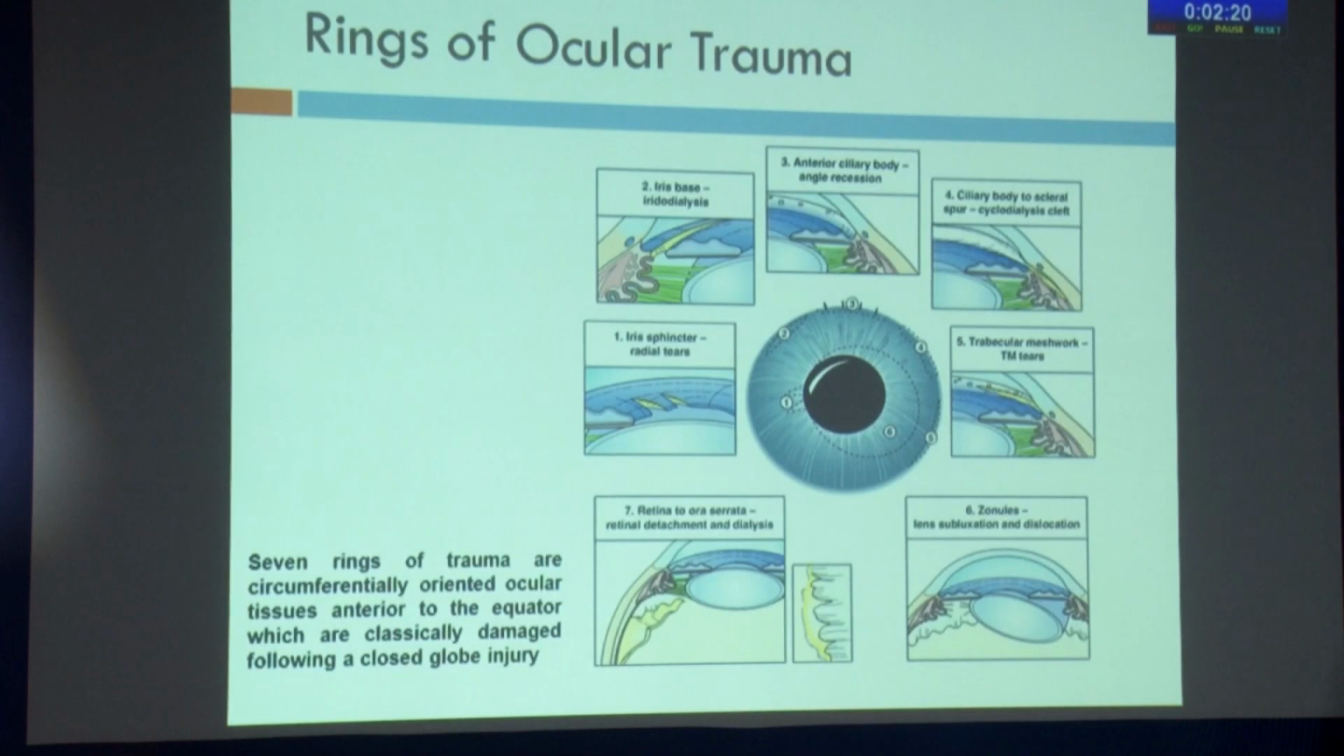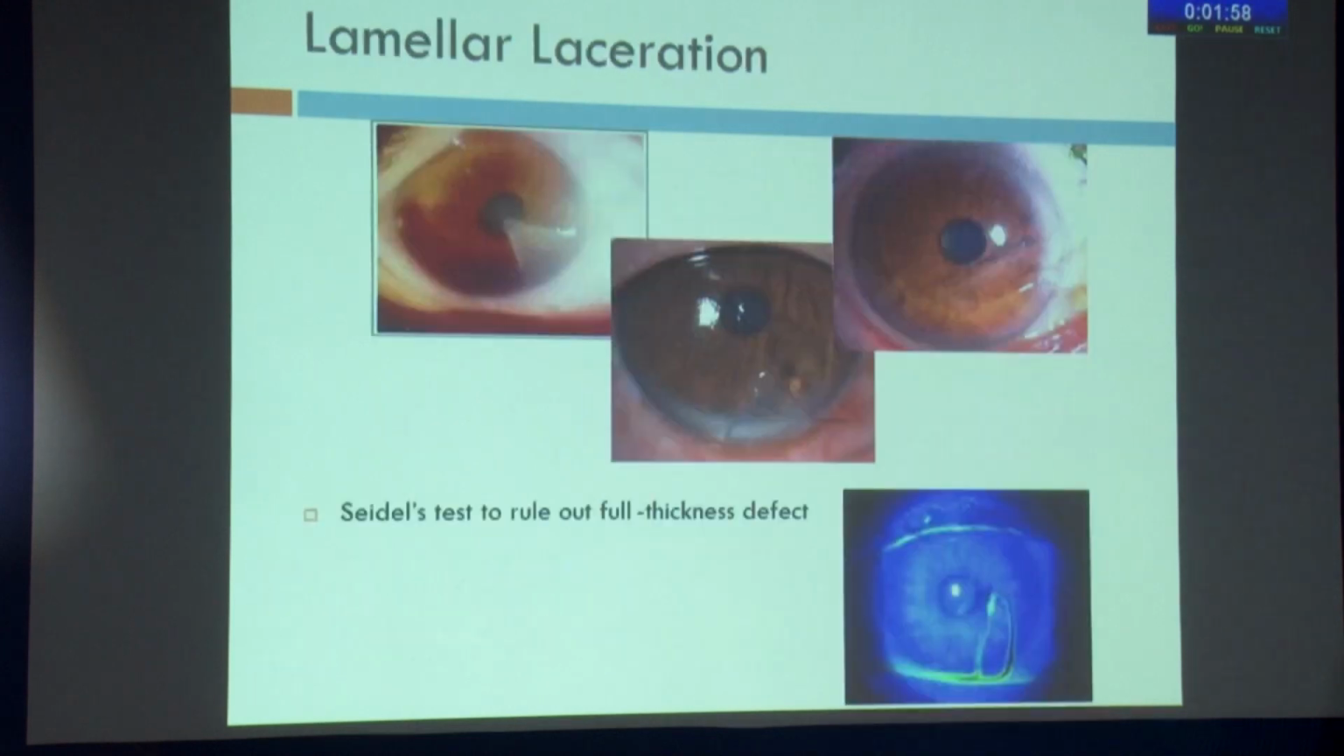So 7 rings of trauma are actually circumferentially oriented ocular structures anterior to the equator, which are classically damaged following a closed globe injury due to coup contrecoup injury. And we have already discussed them. So these are sphincter tears, iridodialysis, angle recession, cyclodialysis clefts, trabecular meshwork tears, zonular dialysis leading to lens subluxations, and retinal dialysis ultimately leading to retinal detachments.